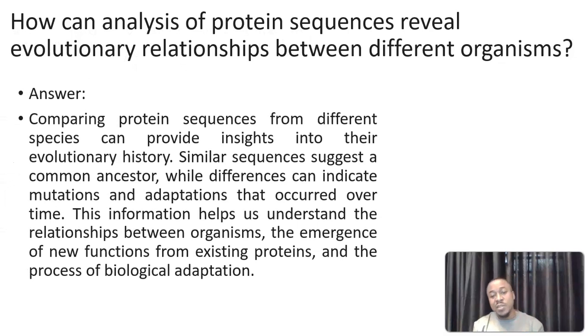So comparing protein sequence from different species can provide insight into their evolutionary history. Similar sequence suggests a common ancestor, while differences can indicate mutation or adaptation that have occurred over time. This information helps us to understand the relationship between organisms, the emergence of new function from existing proteins, and the process of biological adaptation.